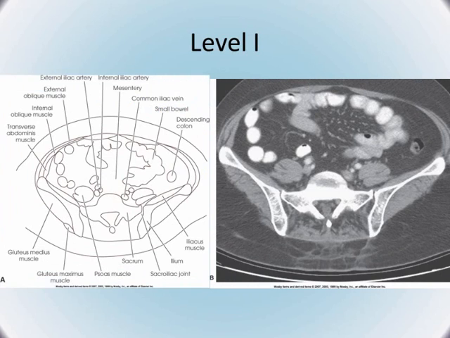At this level, we're looking at the descending colon, the small bowel, the external oblique muscle, the internal oblique muscle, the transverse abdominis muscle, the gluteus medius muscle, the gluteus maximus muscle, the psoas muscles, the sacrum, the sacroiliac joint, the ileum of the pelvis, and the iliac muscle.